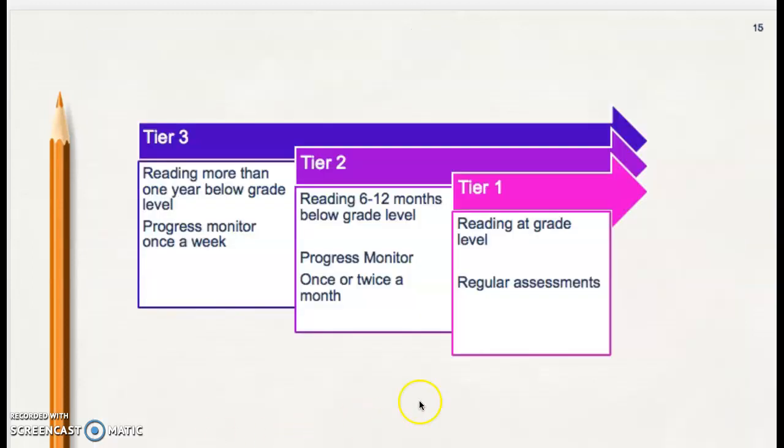So here is how often you should intervene or assess, progress monitor. If the students are reading at grade level, great, continue instruction, regular assessments work. If they are reading below grade level, 6 to 12 months below, then you want to progress monitor at least once or twice a month and still keep track to make sure that that student is progressing to reach grade level. Now, if they are reading more than 1 year below grade level, these are the students you want to make sure you progress monitor once a week so that you can make sure that they're getting the support they need to get to grade level.